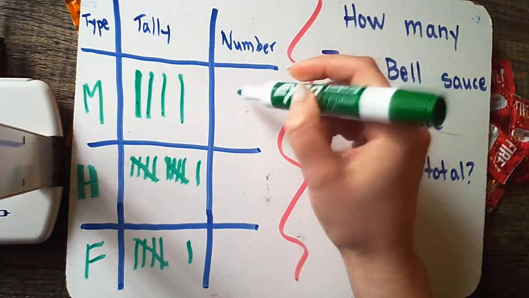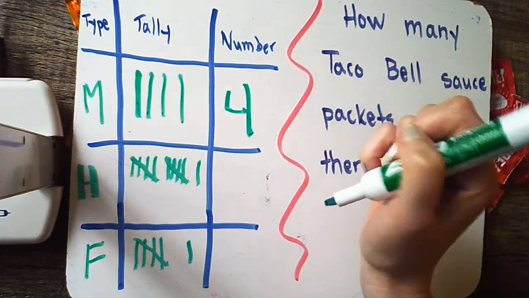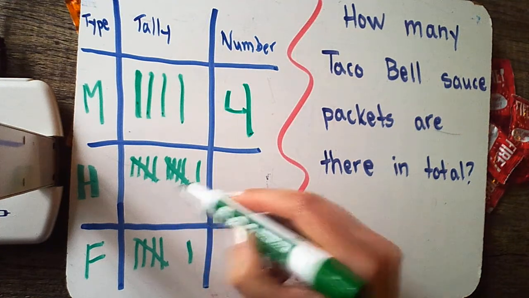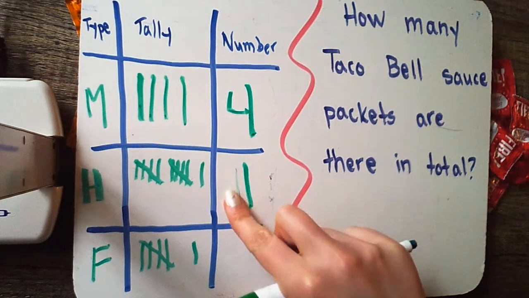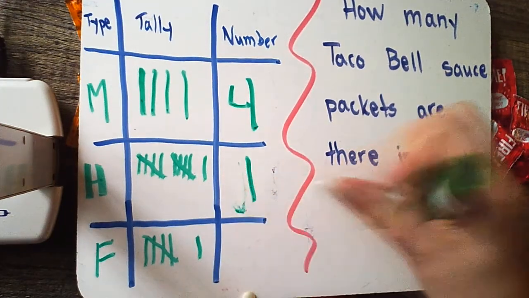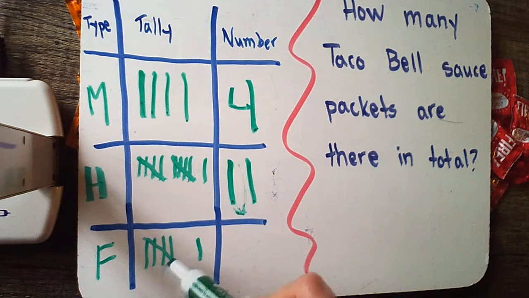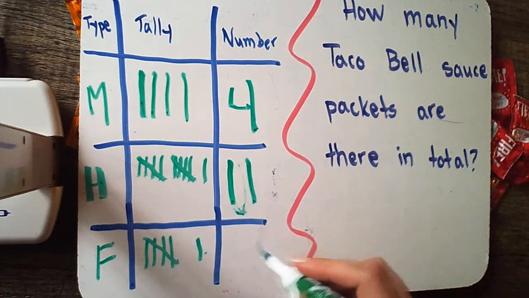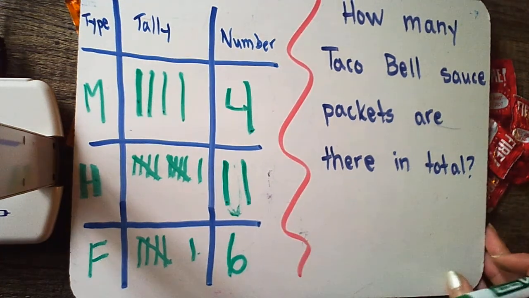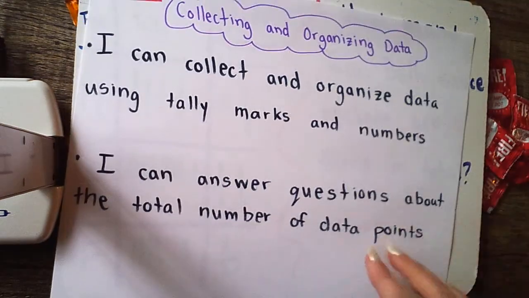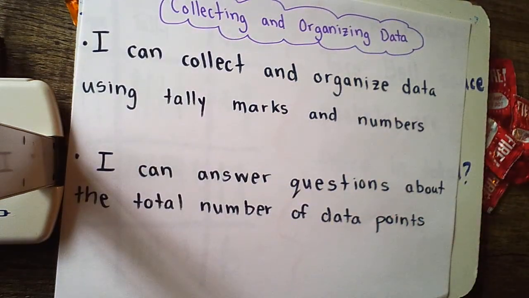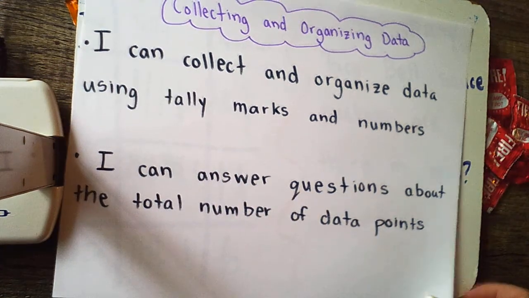That's our last piece of our data chart. Well, we know we have 4 mild sauces, 4. We have 5, 10, 11 hot sauces. That's not looking so great. Let's fix that. 11 hot and 5, 6 fire. So now here's my question, because remember today, one of the things that we need to be able to do is not just collect and organize our data using tally marks and numbers. We did that, but we also need to answer questions about the total number of data points.